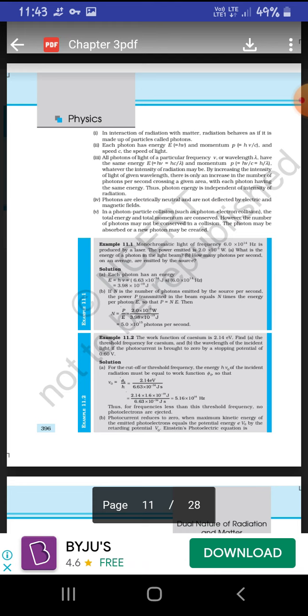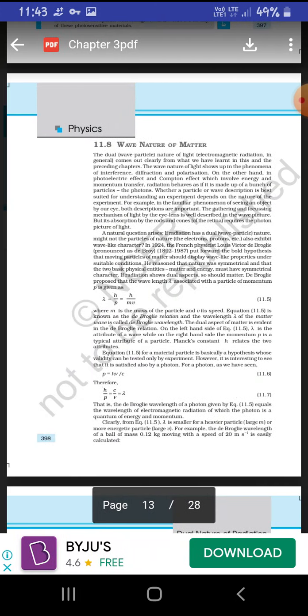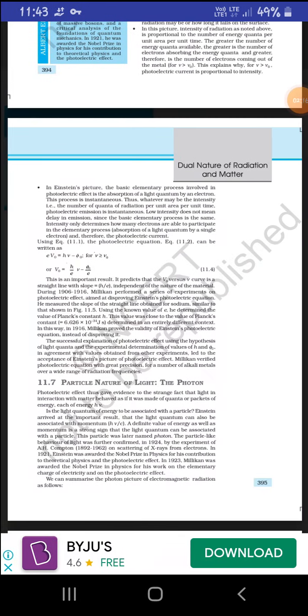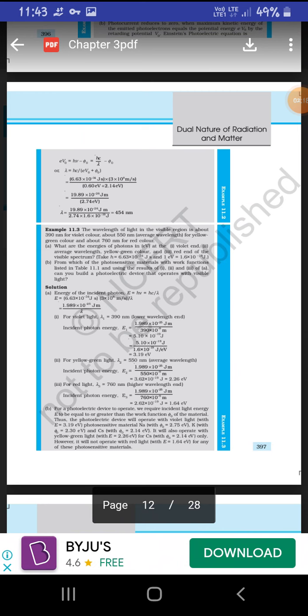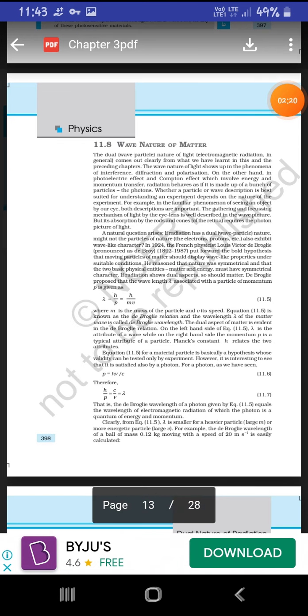In a photon-electron collision, the total energy and the total momentum are conserved. However, the number of photons may not be conserved in a collision. So these are the things observed by Einstein in the making of the particle nature of light, or the photon. Next is the wave nature of matter.